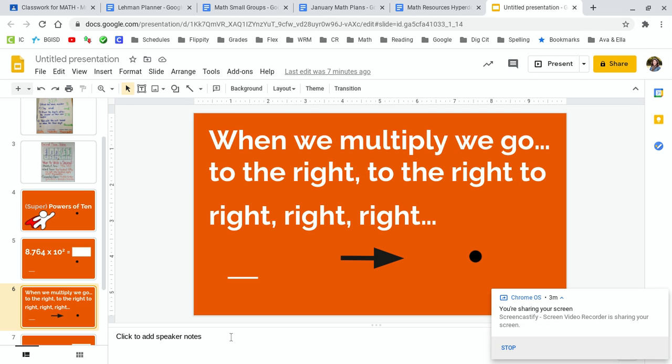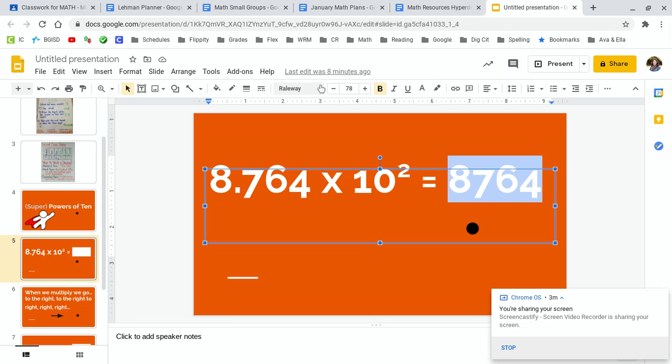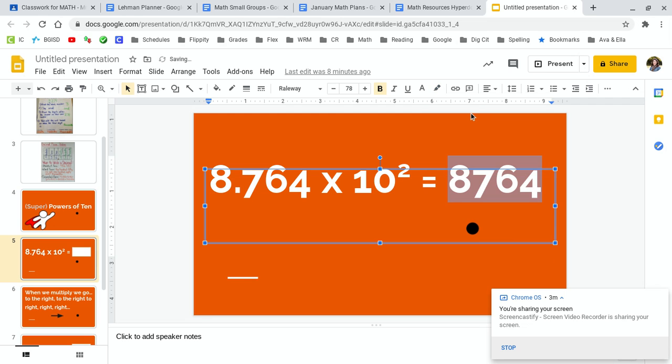But again, that's the key. Anytime you see a power of 10 question, you ask yourself two things. What direction do I move my decimal in, and how many times do I move it? If it's multiplication, you move to the right, to the right, to the right, right, right. And for this question, we know that we're going to move 2 times to the right because that's what our exponent tells us.